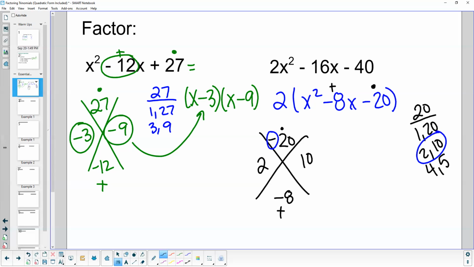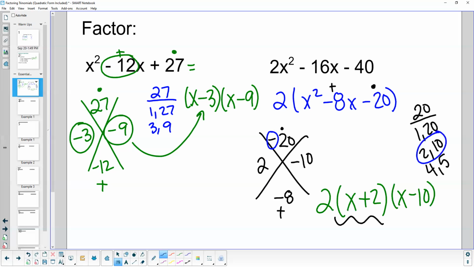Because we have negative 8 left, our 10, which has more negatives, is going to be the one we want. So you can always double check that in your calculator. 2 plus negative 10 should give you negative 8. So then we can write out our factored pair here. Don't forget your 2 as being 2 times x plus 2 times x minus 10.